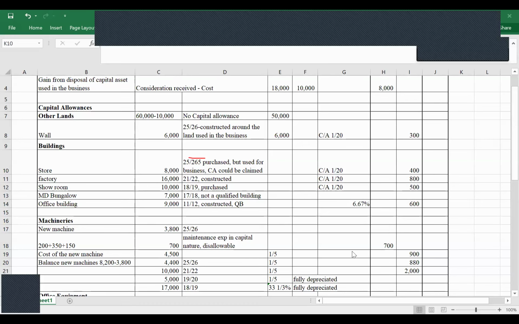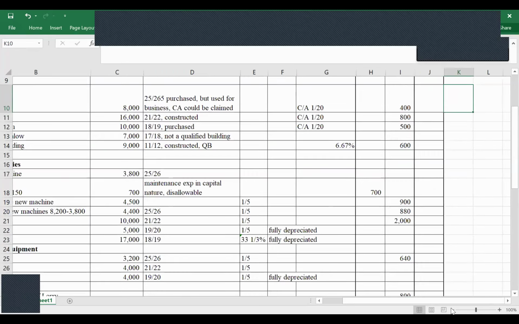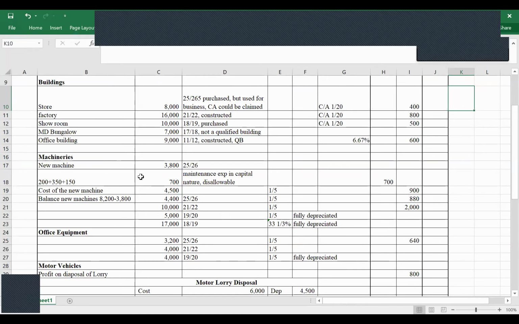Then we can move to the machinery. New machinery was purchased. The value of the new machine was 3.8 million. The machine CIF value was 3.8 million.